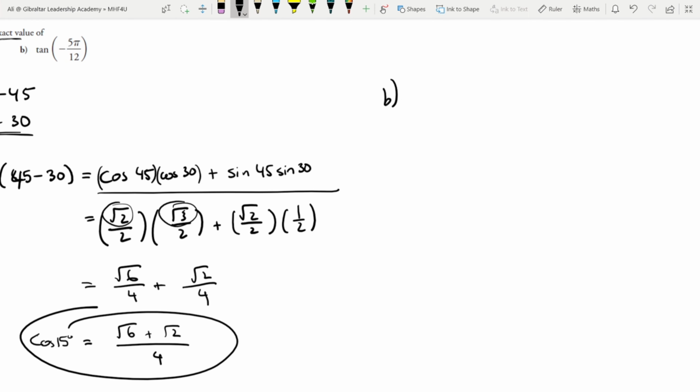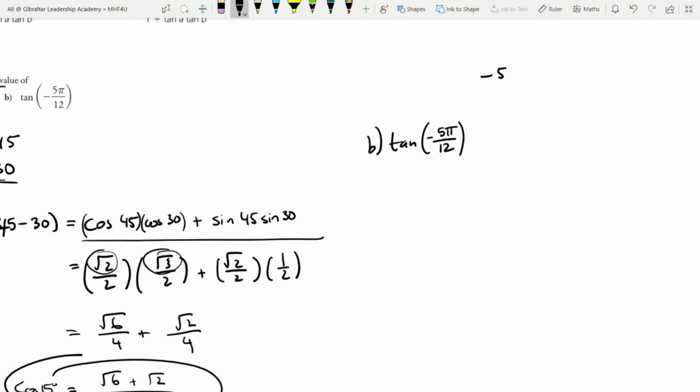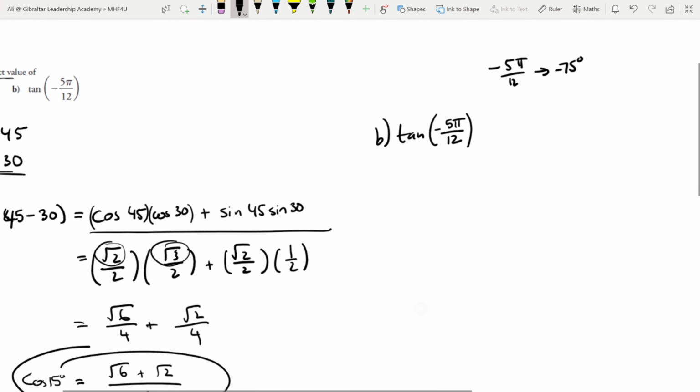Let's try it again. This time we have a more complex question. Negative 5 pi over 12. If it helps, you can take negative 5 pi over 12 and think of it as degrees. So negative 5 pi over 12 converted into degrees would be negative 75 degrees. So again, we're going to use some combination of 60, 45, and 30 and come up with negative 75. So let's think about how we can get negative 75 degrees.